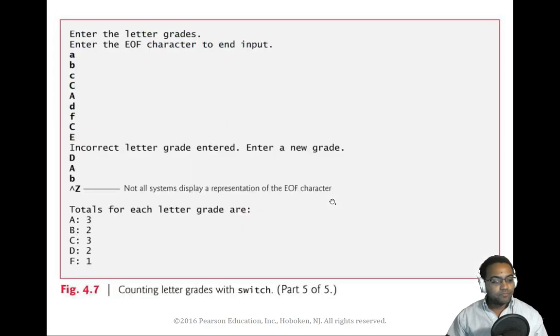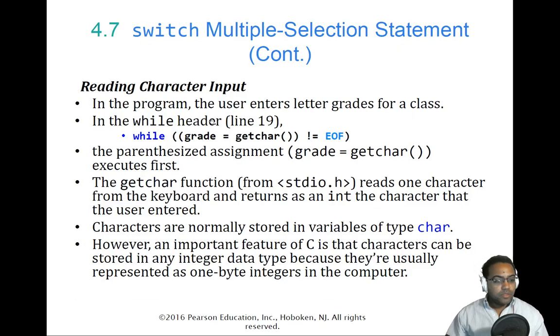So, while grade equals getchar, it is reading the character input. In the while header, the parenthesized statement grade equals getchar executes first. The getchar function reads one character from the keyboard and returns it as an int. The character that the user entered.